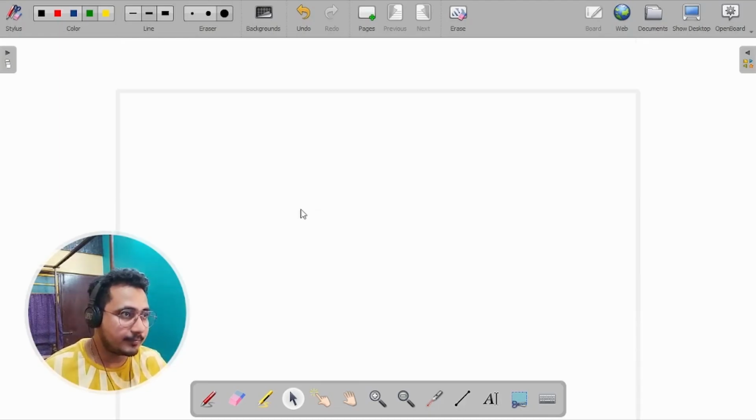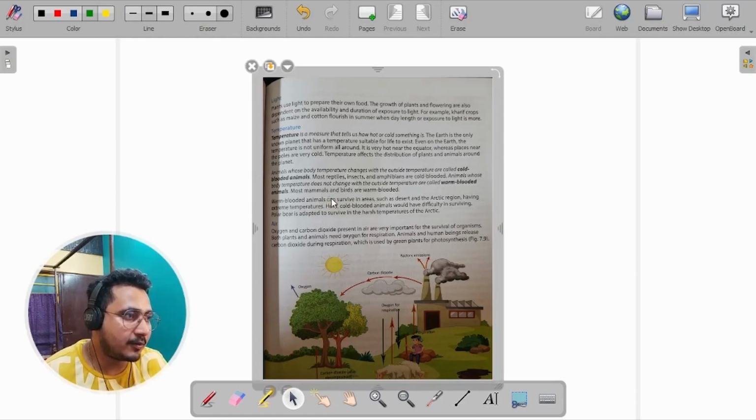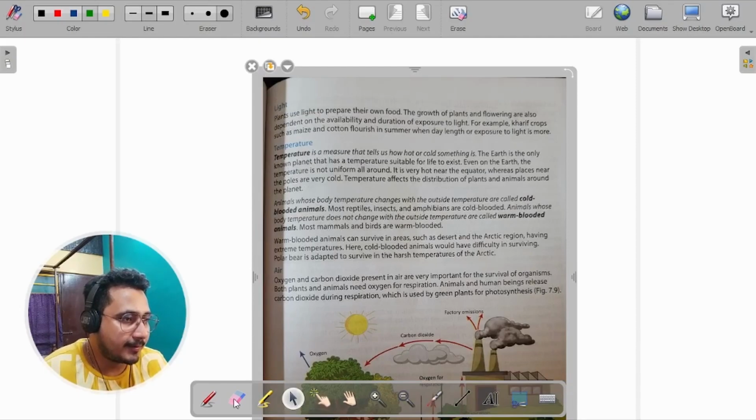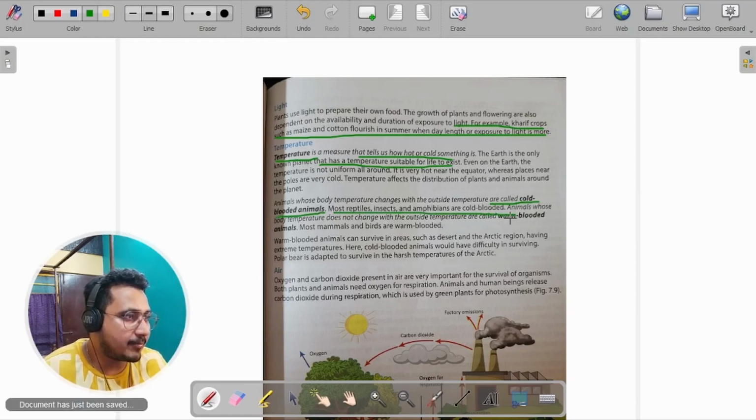I forgot to underline the cold-blooded animals and all those. Next page, I'm underlining. Okay, cold-blooded animals and warm-blooded animals are here. And you also need to remember the examples of some of them.